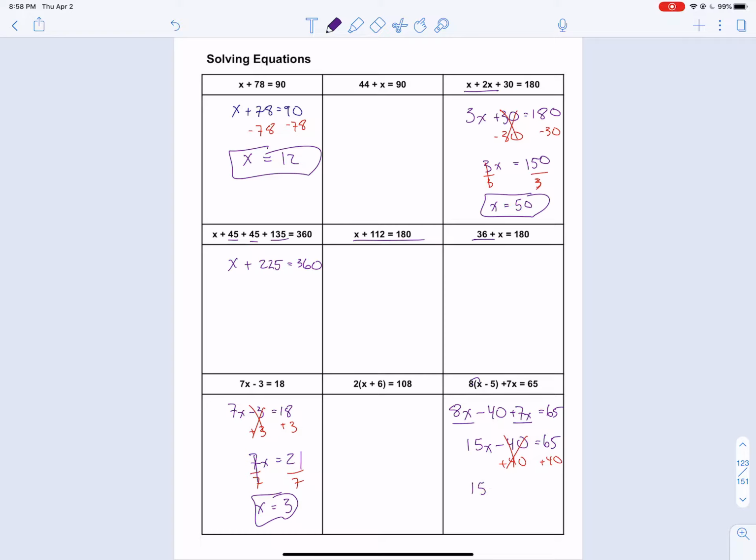We get 15x equals 105. So then we just have to divide both sides by 15 to get our final answer. Okay, so x equals 7. All right, and that's it for that one.